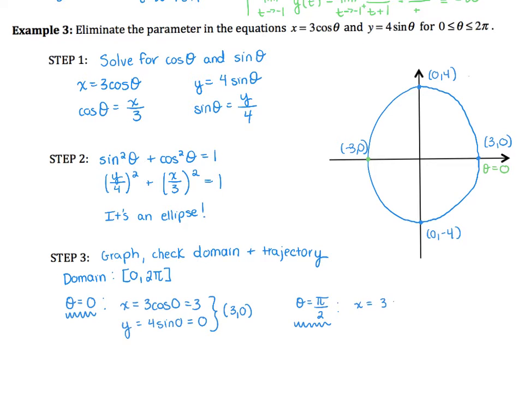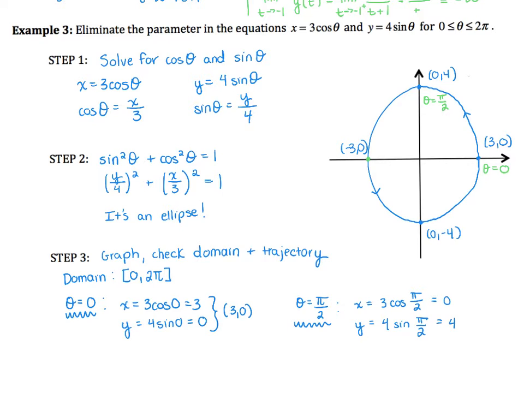So x will be 3 times the cosine of pi over 2, and the cosine of pi over 2 is 0, so this is 0. And y will be 4 times the sine of pi over 2, and the sine of pi over 2 is 1, so y is 4. So when theta is equal to pi over 2, we land up there, and that's all we need. That's all we need to tell us that the trajectory is counterclockwise and that we are moving like this, one full circle. Done and done, right? Not nearly as bad as the last one.